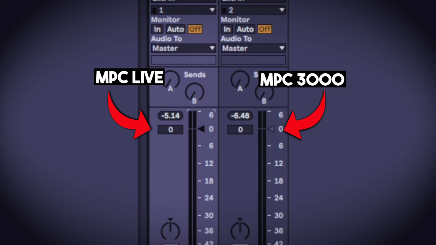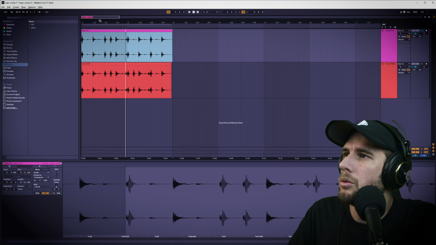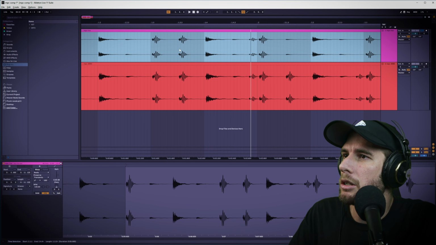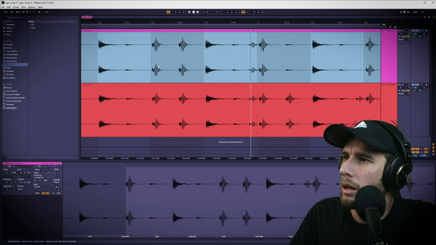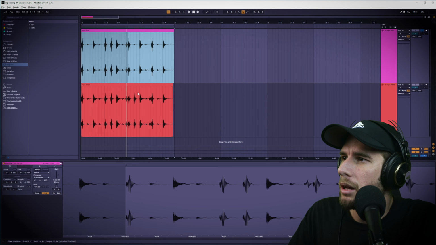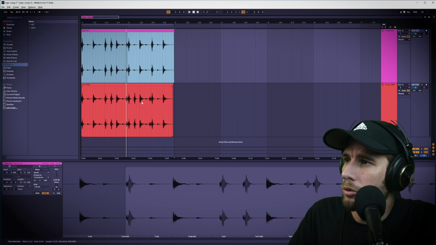Now, first thing we're gonna do before we change anything is look at the peak volume. Okay, so right out the gate, I noticed MPC Live version is louder. One thing I do notice is it does have more dynamic range. You could just see it by looking at it here. Everything looks a bit closer together in the MPC 3000 version.